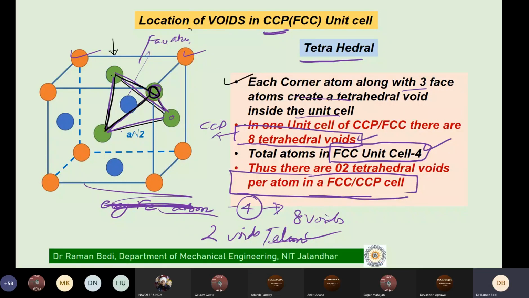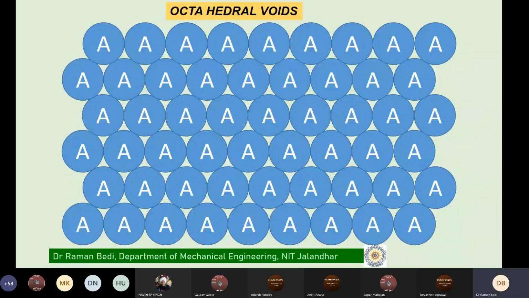Similarly, because there are 8 corners, you have 8 tetrahedral voids and 4 atoms in a unit cell, which gives that there are 2 voids per atom in this case. Okay, let's go to the next important category of voids. Why we are referring to voids, you will come to know just after this discussion on the voids and their size. Then we will go to imperfections, when we talk about solid solutions today.